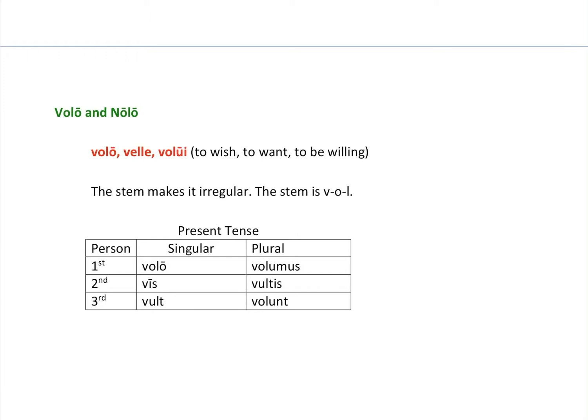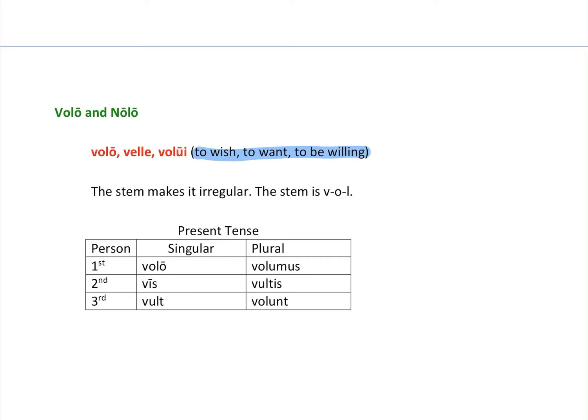Volo and nolo. The first is volo, and the thing that you'll notice is that it only has 3 principal parts. And it means to wish, to want, or to be willing. The 4th principal part, which is missing here, is called the perfect passive participle, and it has lots of uses. We also have perfect passive participles in English, but trust me, you can't make this verb perfect passive, which is why it only has 3 parts. And next year when we do perfect passive participles, you'll find out when we get there.